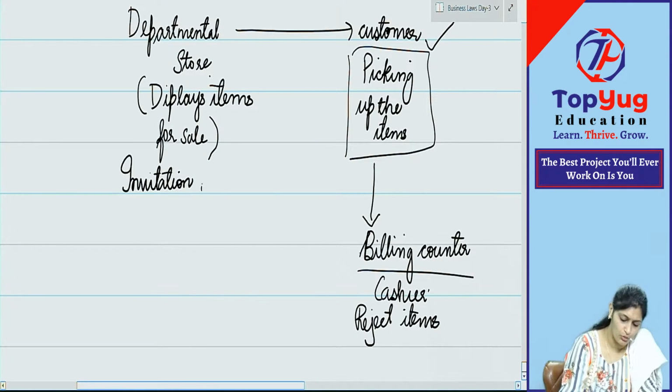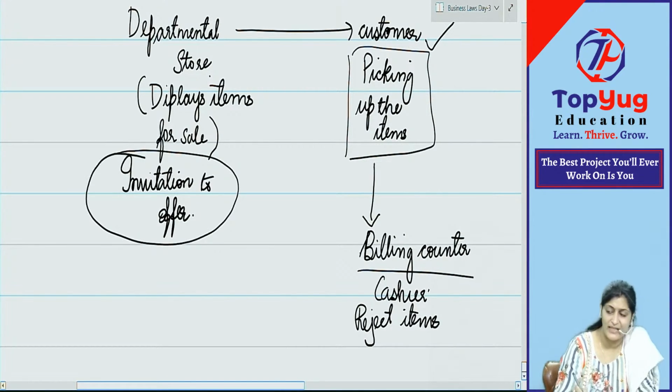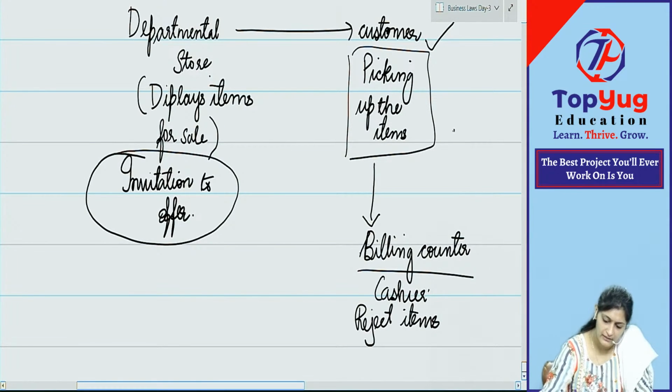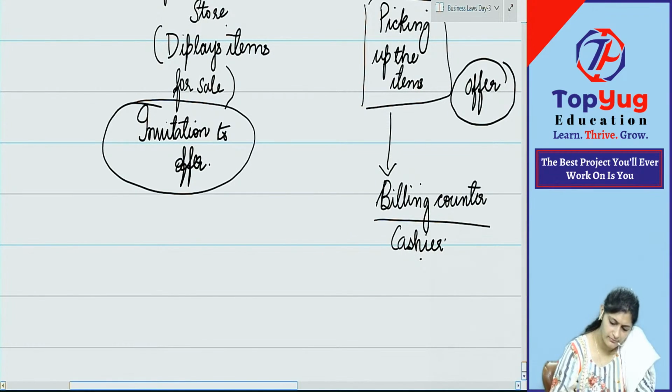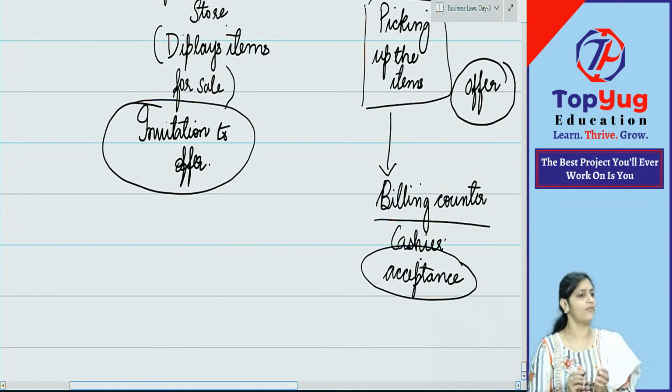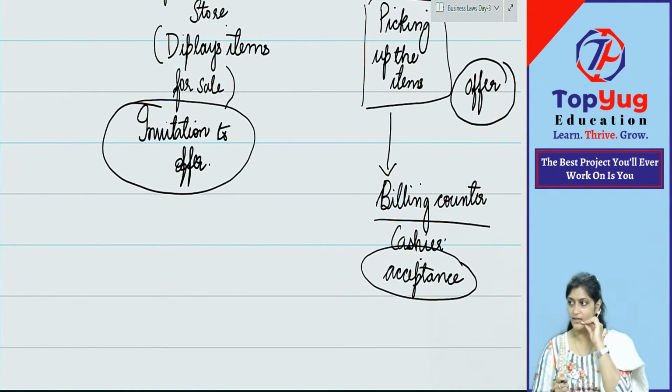So in this example, when the departmental store is displaying items for sale, it is known as just invitation to offer. When the customer is coming and picking up the goods, whatever he wants, this is considered to be the offer. And when the cashier is billing, that is known as acceptance. So displaying of items by the departmental store is not considered to be an offer. It is only invitation to offer. Got this point clear?